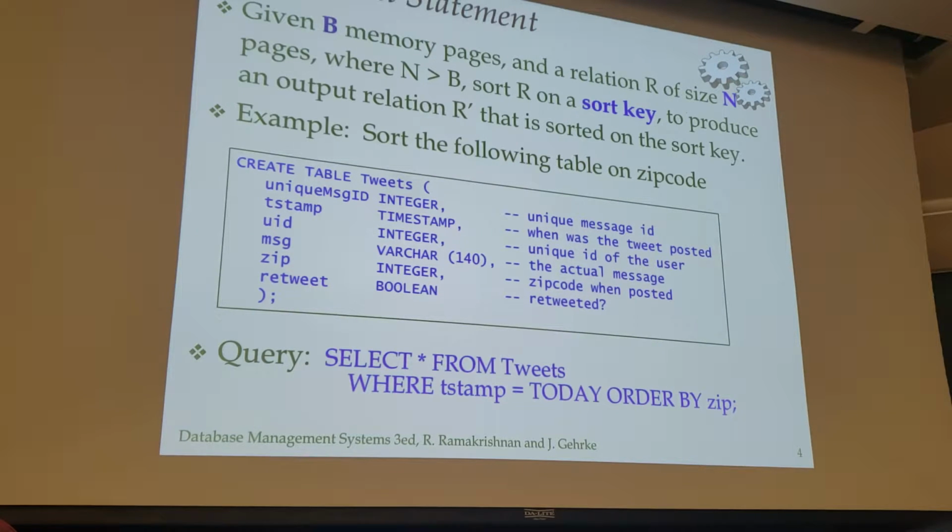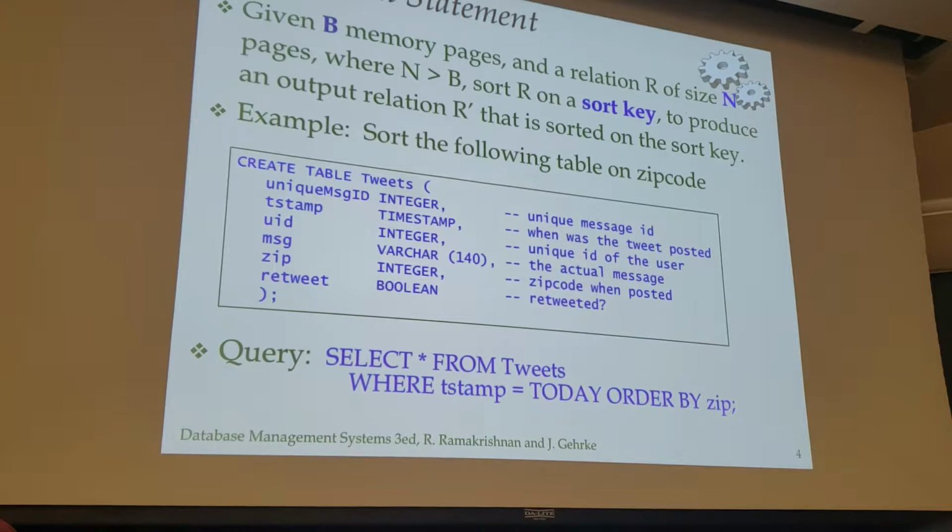What you want to be able to do is to sort R based on your sort key. Okay, so this is what you want to order the data by. And you want to produce a relation R prime that is the same as R, except that it's sorted on the sort key. In other words, the sort problem is sorting the relation on the sort key, but you have fewer pages than you have data.